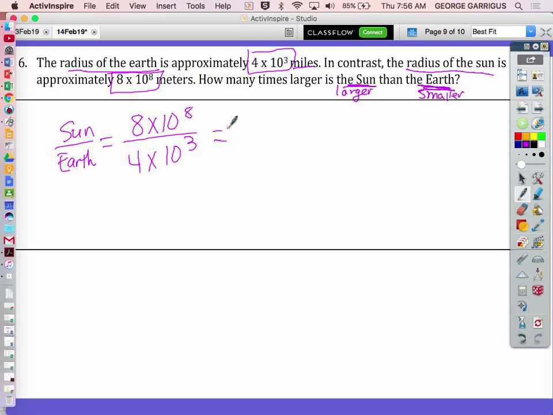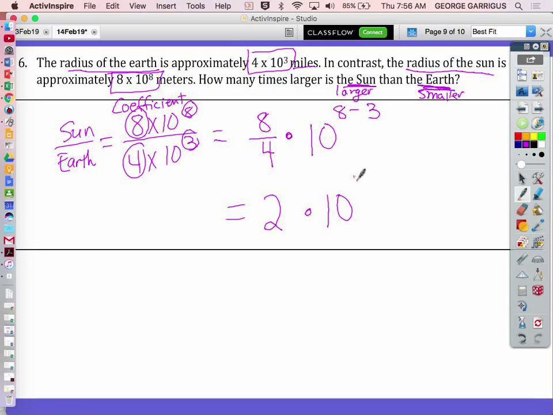And you end up with, okay, well, we have 8 over 4. The coefficient can be divided. The coefficient is the leading term. And then our rule says, well, when we've introduced this, this is the commutative and the associative property. We have the same base. The base is 10. And our rule says, look at the exponents, and since we're dividing, we're going to subtract 8 minus 3. So let's simplify. 8 divided by 4 is 2. And then we have 10 to the 5th.